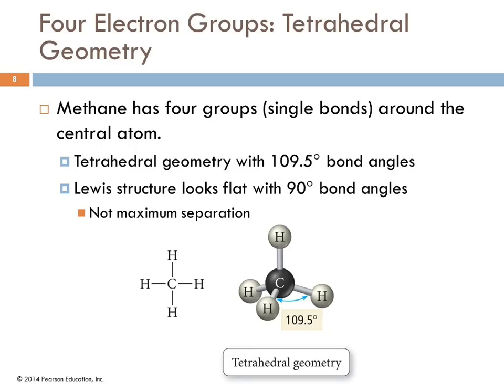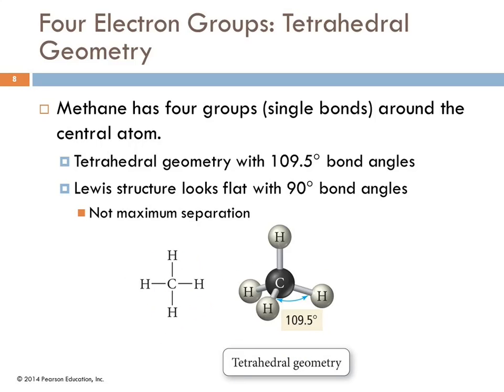So methane. If we look at the structure for methane, the Lewis structure would be like this. There's no lone pairs anywhere. We look at carbon. It has 4 single bonds to hydrogen. There are 4 groups. 4 groups form a tetrahedron. 109.5 degrees for their bond angles.